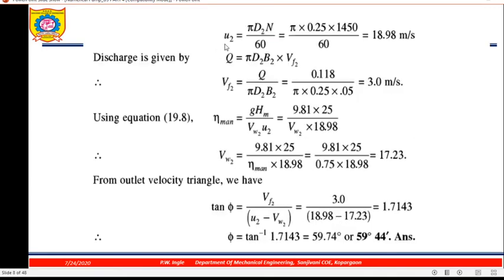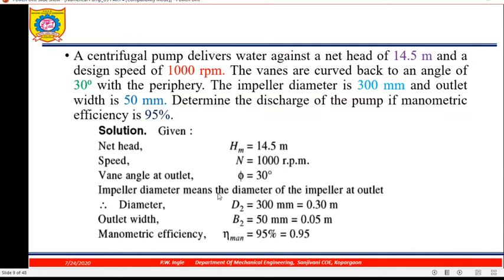Now U2 is pi D2 N by 60, so you get U2. Then discharge Q equals pi D2 B2 into Vf2, so you will get the value of Vf2. Now the manometric efficiency is g Hm upon Vw2 U2. This is very important. So you will get the answer for Vw2, which is 17.23. Then again from the outlet velocity triangle, tan phi is Vf2 upon U2 minus Vw2. So you will get the phi angle. So it is a simple problem.